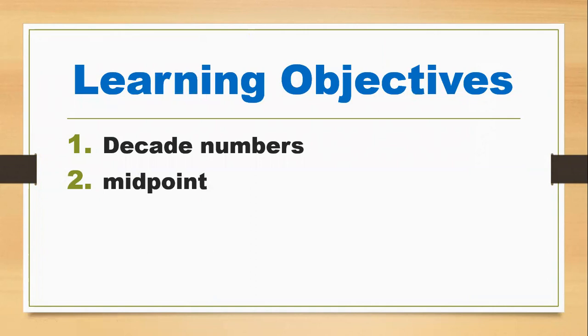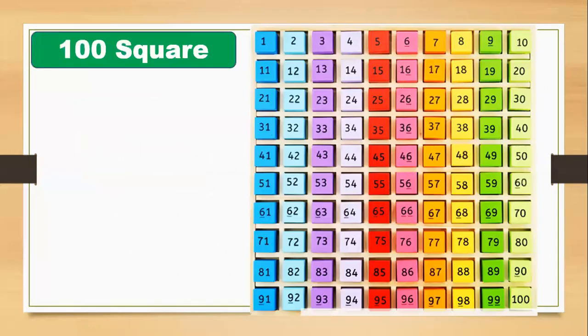Today we learn the decade numbers, and second, we learn about the midpoint numbers. Decade numbers and midpoint. So here is the 100 square chart. You can find the numbers easily, but you have to memorize the numbers from 1 to 100, so you can keep these numbers in your mind.